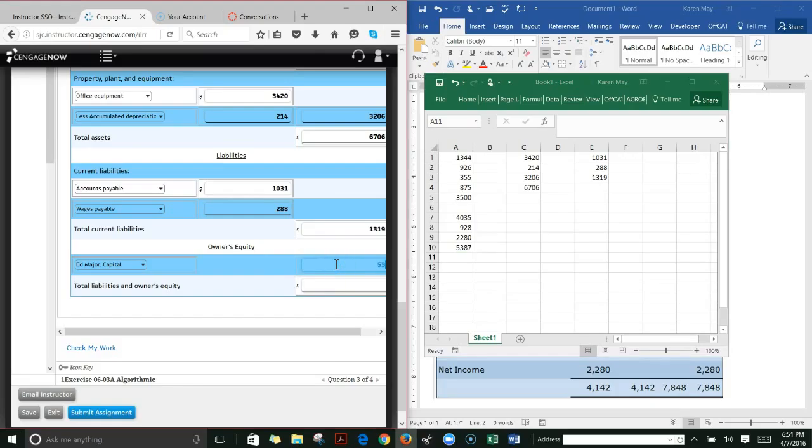Very important that you remember to recalculate that and show the effects of what's occurred in the business this month, because otherwise it will not balance out. So then we need to add our liabilities and capital. Equals 1319 plus the 5387 gives us 6706, which should be the same as our assets. So now our accounting equation is back intact. Assets equals the liabilities plus the capital. So the left side is 6706 and the right side is 6706.